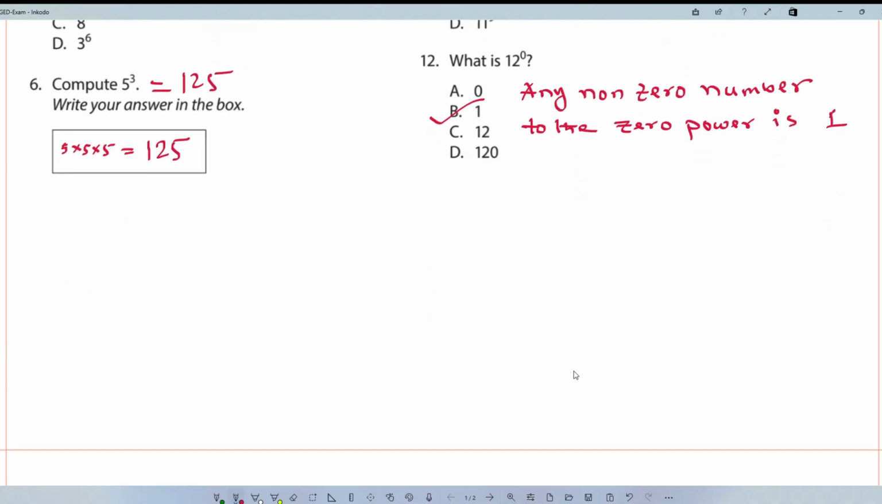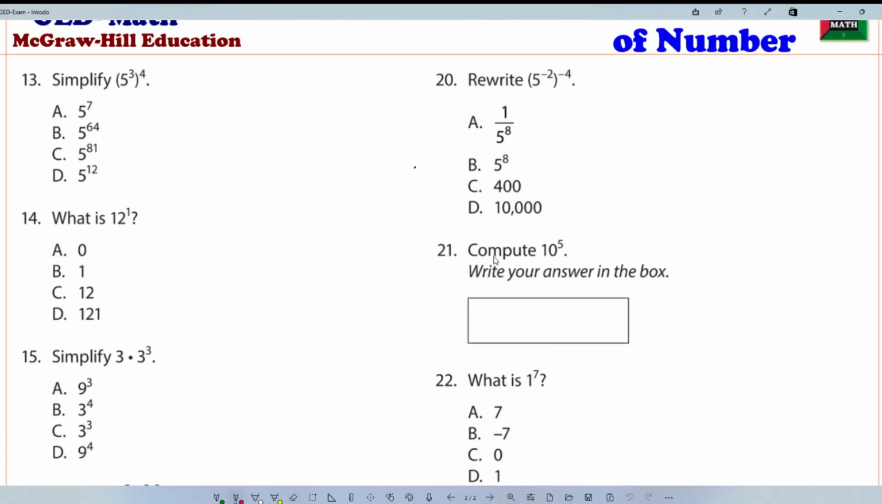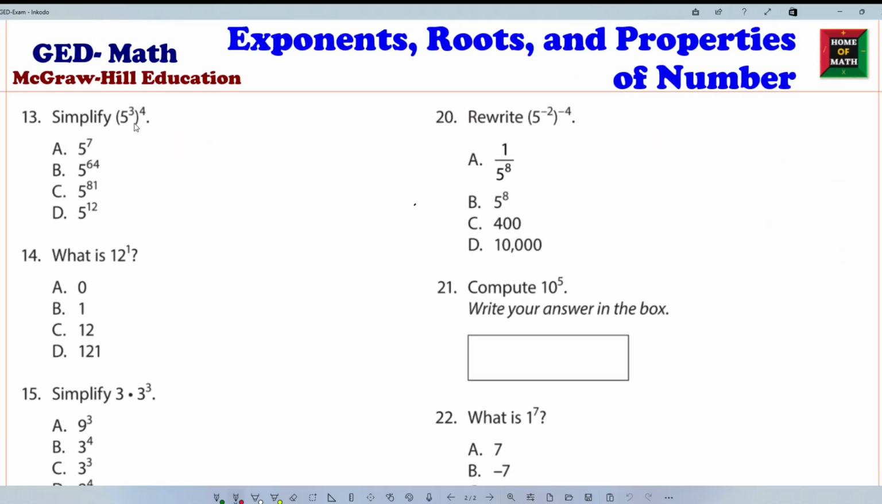Now number 13, simplify. 5 to the power 3 to the power 4. We know m to the power n to the power a means m to the power n into a. It means 5 to the power 3 into 4, it means 5 to the power 12. So answer is number D, 5 to the power 12.